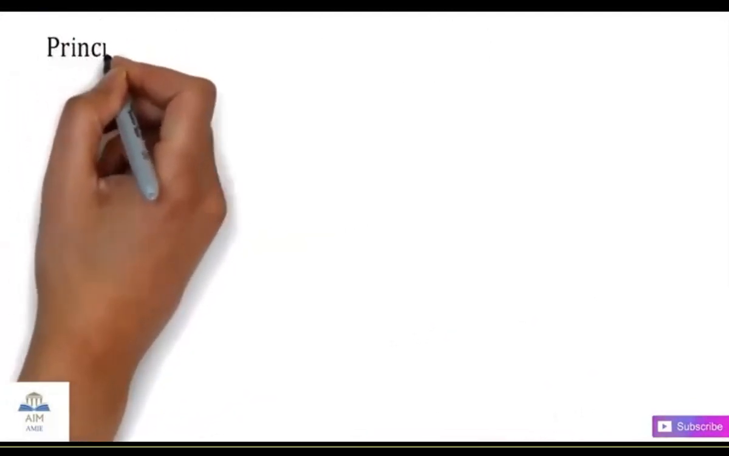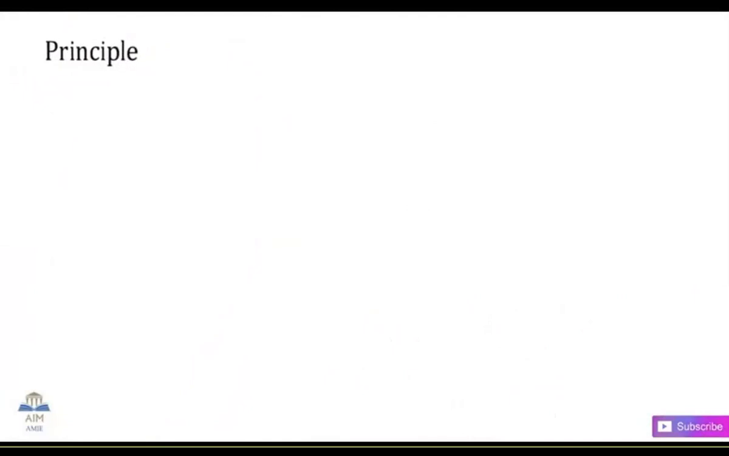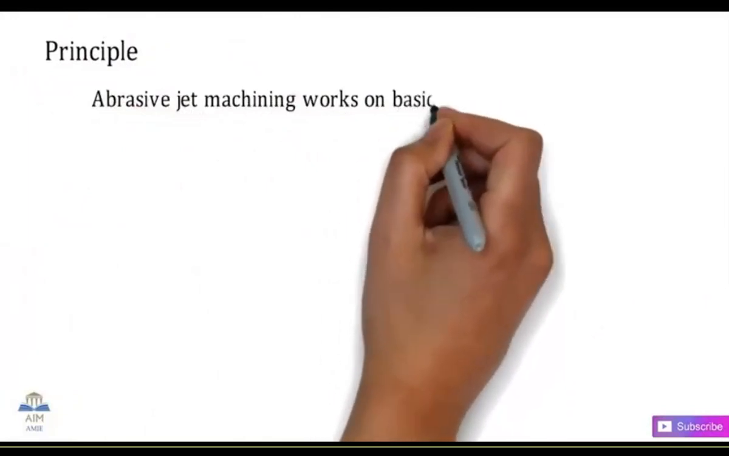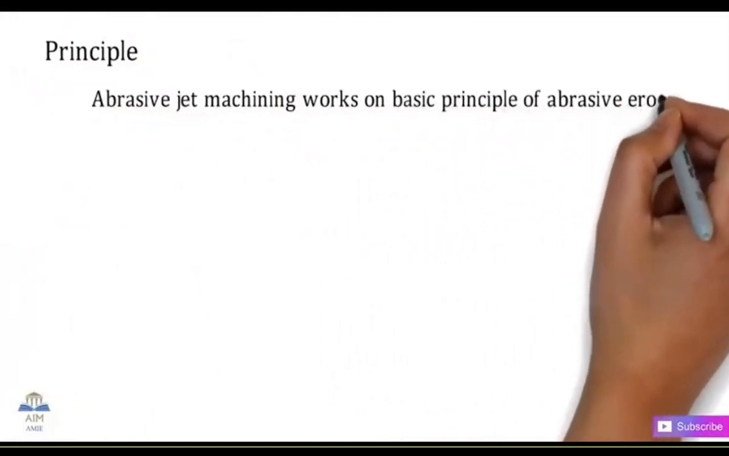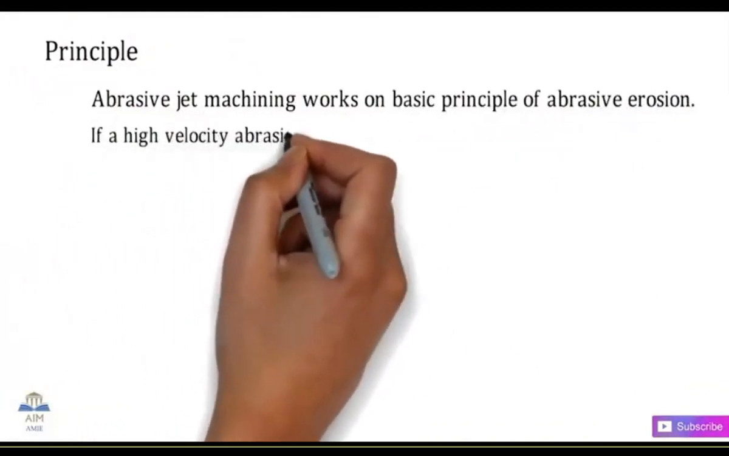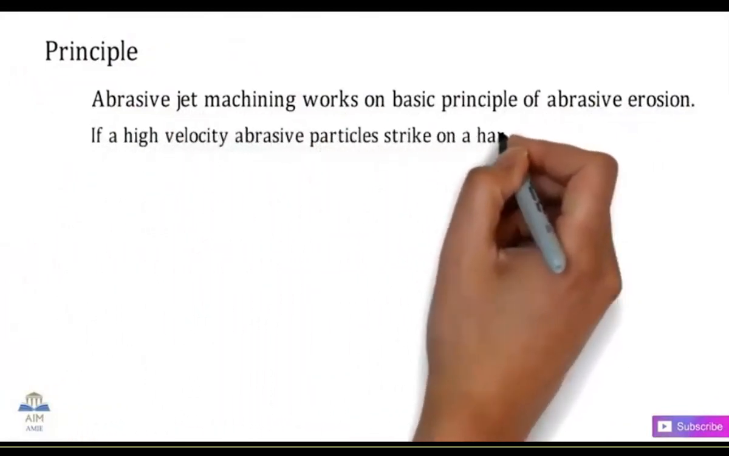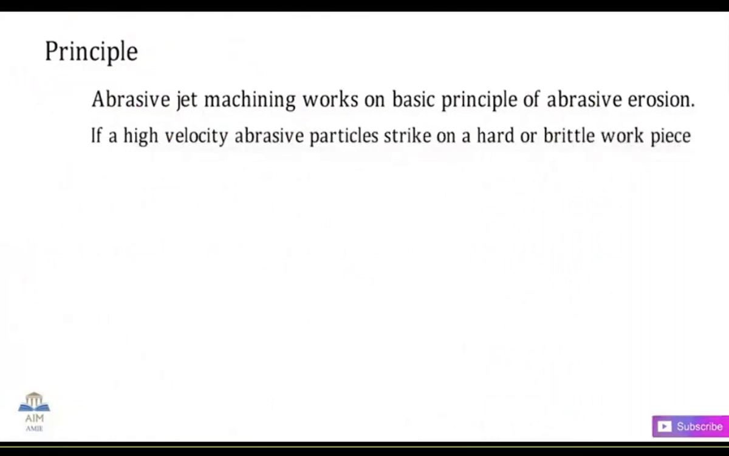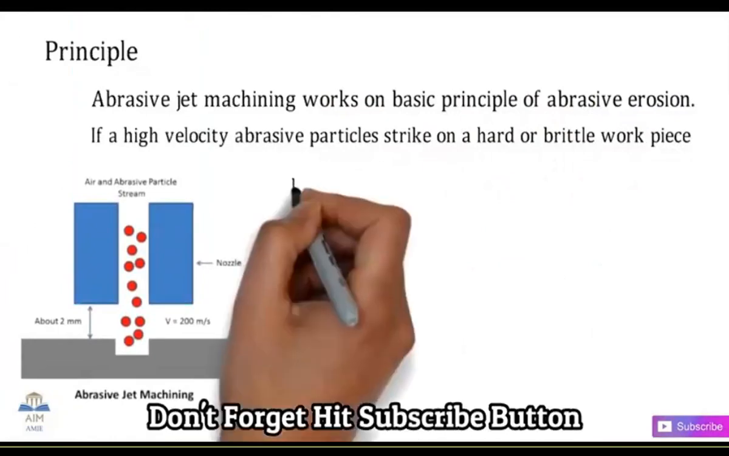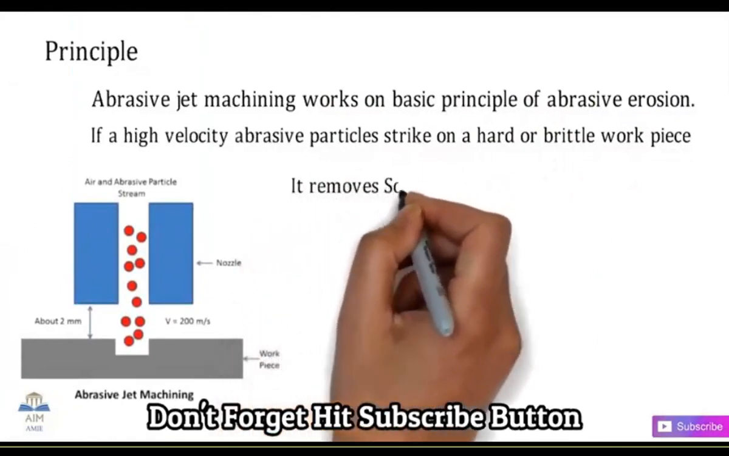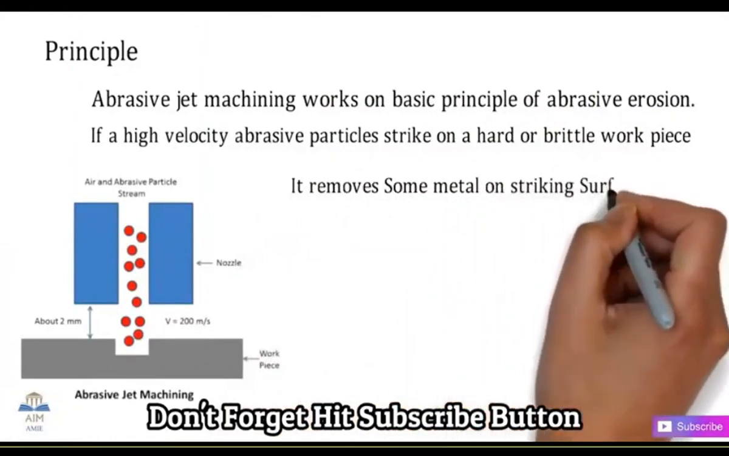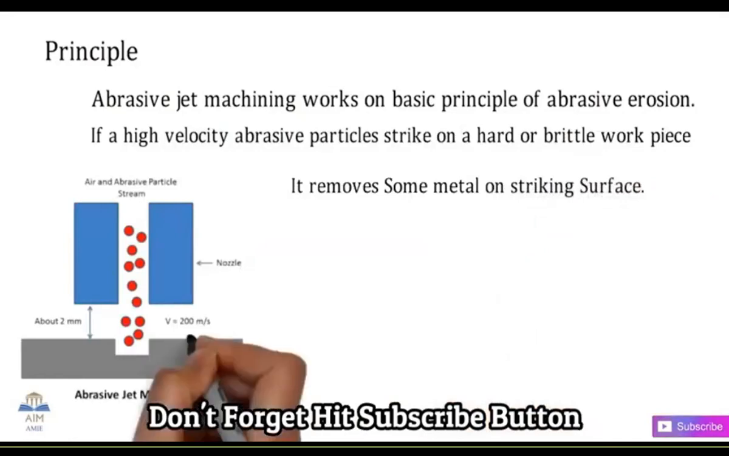So guys, let's begin with the principle of abrasive jet machining. This abrasive jet machining process works on the basic principle of abrasive erosion. So if high velocity abrasive particles strike a hard or brittle workpiece, they tend to remove some amount of material from that workpiece. So it removes some of the metal on the striking surface, or we can call it the workpiece.